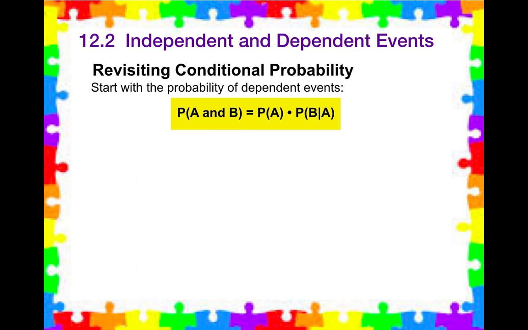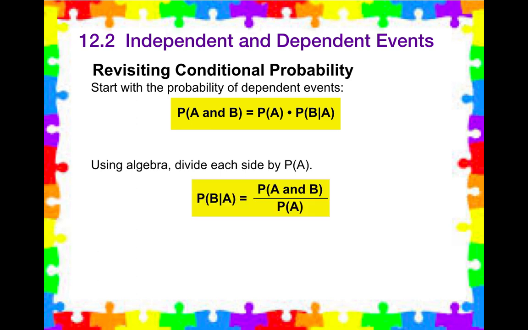So we have the probability of A and B happening. That's going to be the probability of the first event A times the probability of B happening given that A already happened. Using a little bit of algebra, we come up with the dependent probability of A and B divided by the probability of A is equal to the probability of B given that A already happened. So this is just using a little bit of algebra to convert from one to the other. This is the formula for conditional probability.